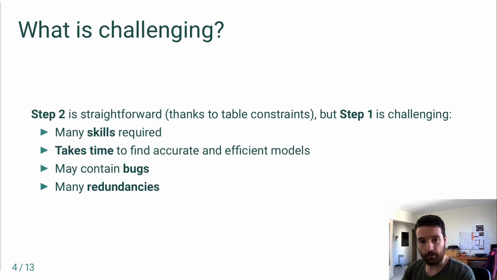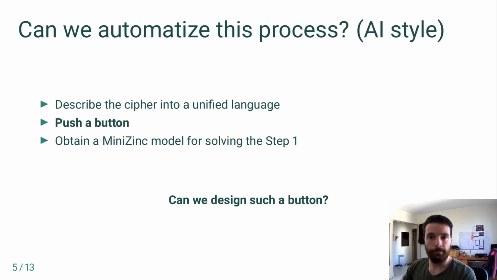It takes a lot of time to build such models, and people can expect to spend at least a few months just to come up with one model. Such models can also contain bugs and a lot of redundancies from one cipher to another. So one question we may ask as AI researchers is, can we automate this process? For instance, can we describe the cipher in some unified language, push a button, and obtain all the models for free?